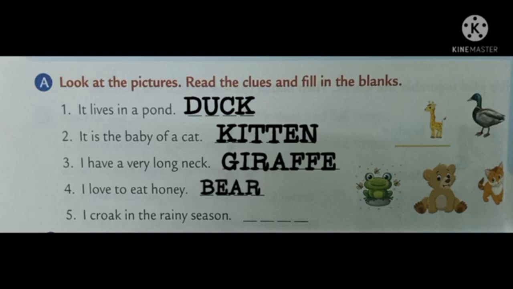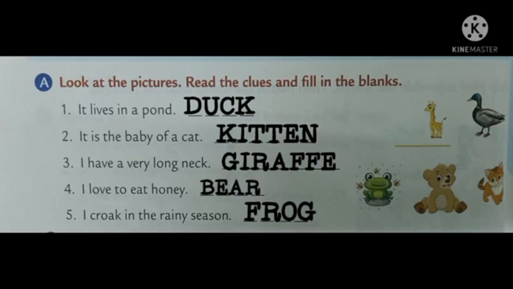Look at the picture. Who croaks? Children, who croaks? Yes, a frog croaks. So what will you write over here? Frog. F-R-O-G. Frog.